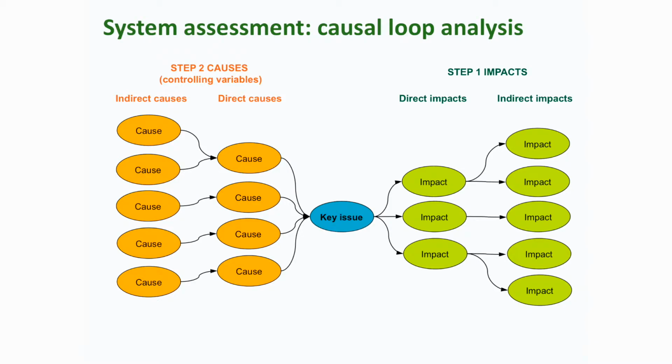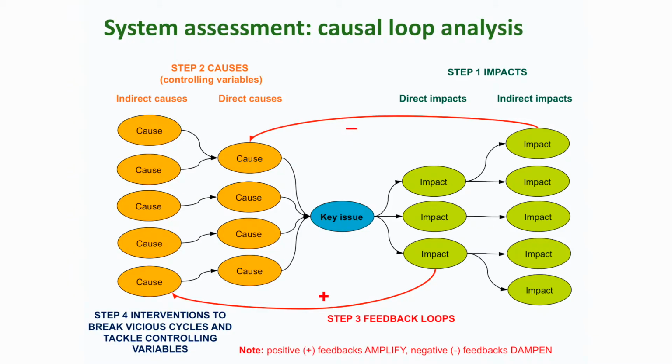Then what we want you to do is identify the causes of the issue. And this is where it starts to get a little bit more complicated. Like I said, we call those the controlling variables, because these are the things that you potentially could change through an intervention. We want you to look at what you think the direct causes are of the key issue, and then what the indirect causes are.